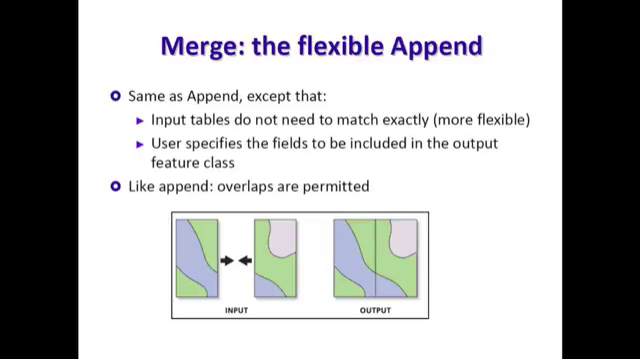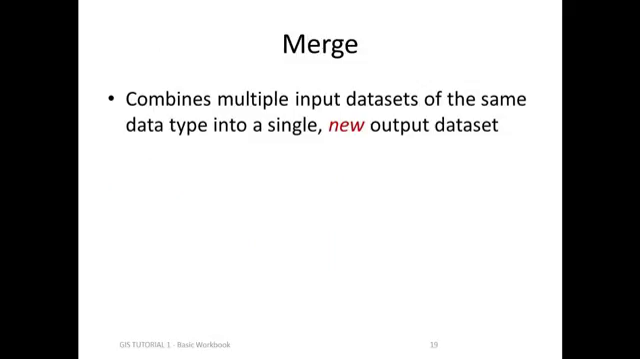So merge is really similar to append, but it's a little bit more flexible because your input tables don't need to match exactly. And you specify what types of fields you want included in that output. So you can choose not to include some of the attributes, unlike append, where it's going to combine all of them. And just like append, you can have those overlaps, and what you'll end up with is those two features instead of joining them together. So with merge, you're going to combine multiple data sets that have the same type into a new output data set.